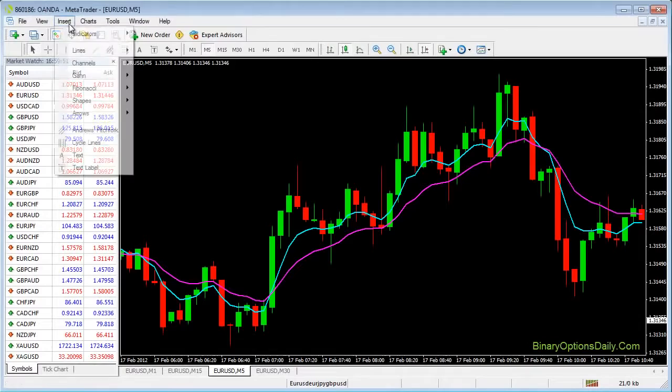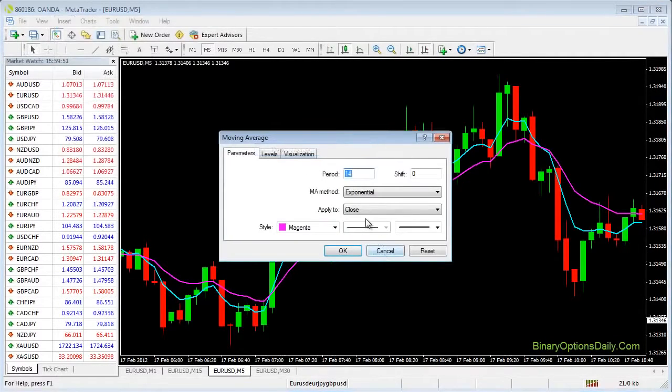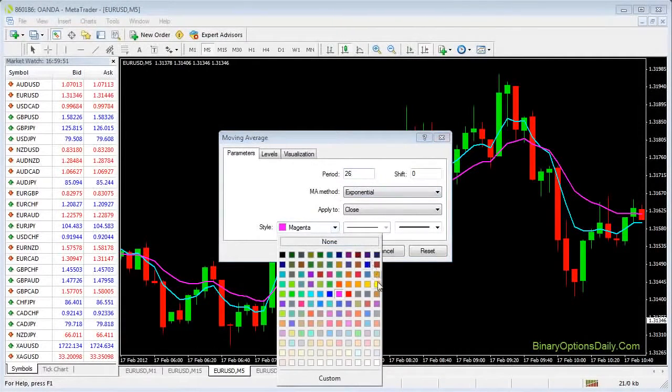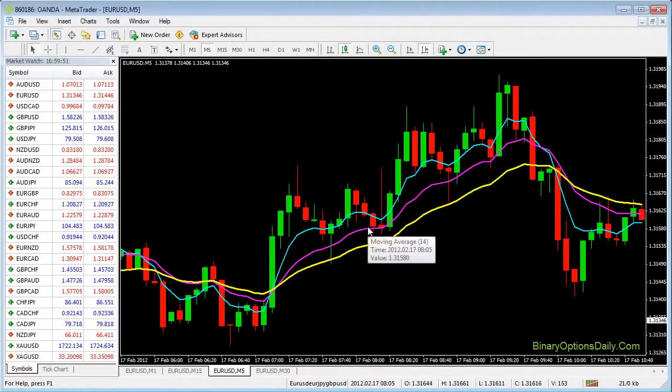And we need to add 1 more. So we're going to go back to indicators, trend, moving average. And this one is going to be a 26-period moving average, exponential applied to close. And I'm going to choose yellow for this color and make this one just a little bit bigger. And go ahead and click OK. Excellent. So now let me explain a little bit about why I'm using these moving averages.